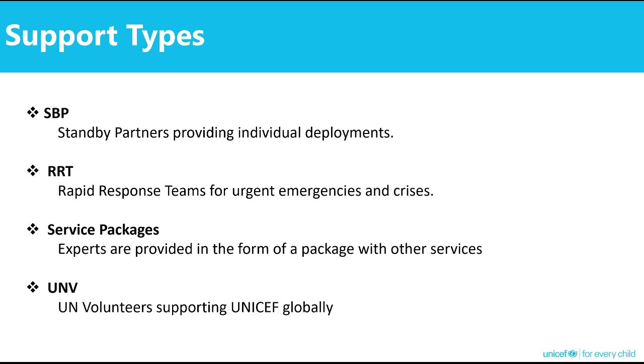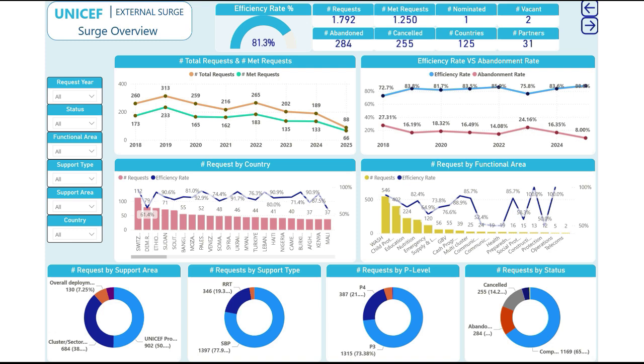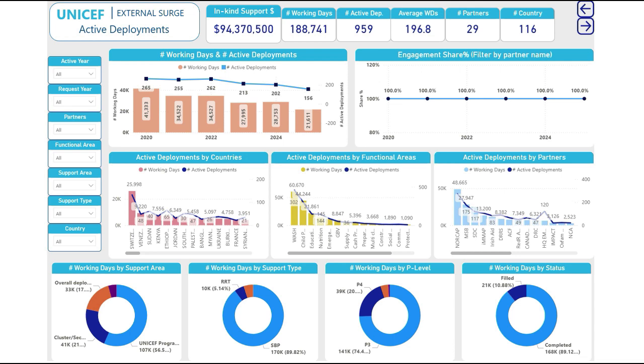So, where to find the support type visuals on the dashboard? On the Surge Overview page, you'll find a slicer here that lets you filter this page by support type. And you can also see a detailed breakdown in this donut chart. And on the active deployments page, you'll find a similar setup. A slicer for filtering by support type here, and a donut chart at the bottom showing the distribution.